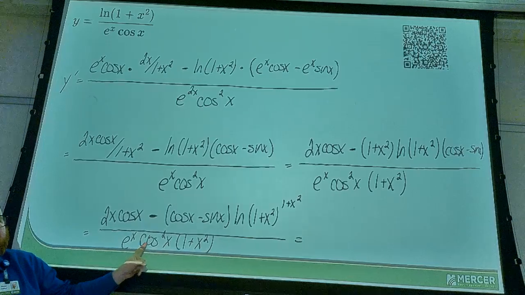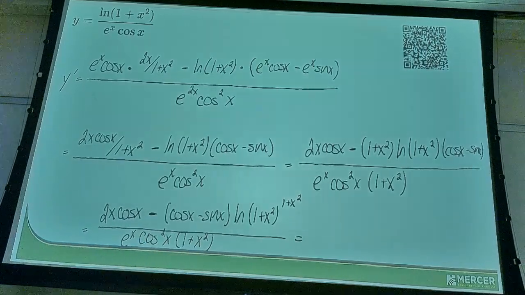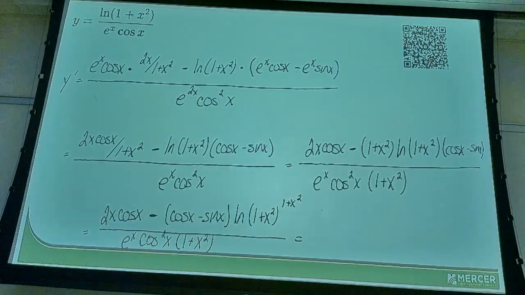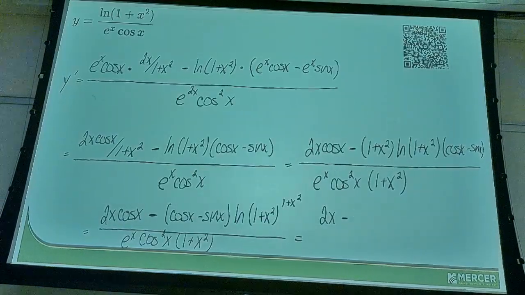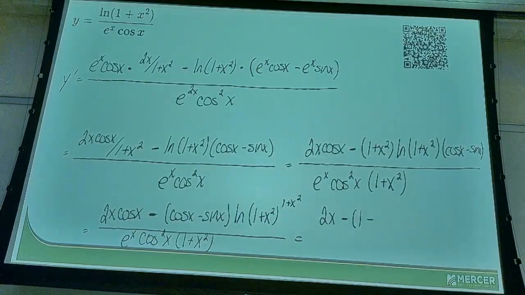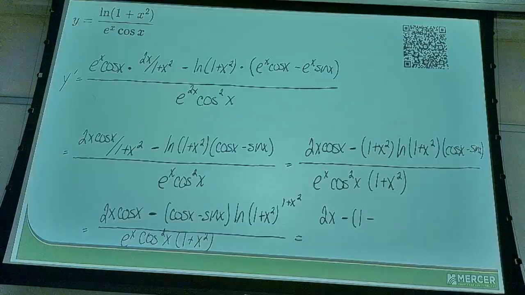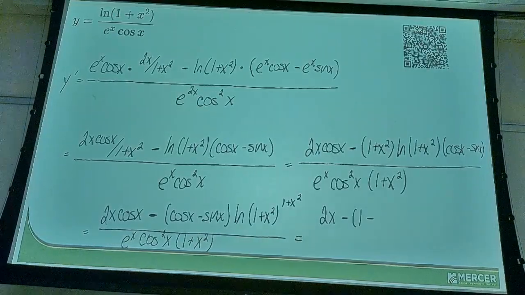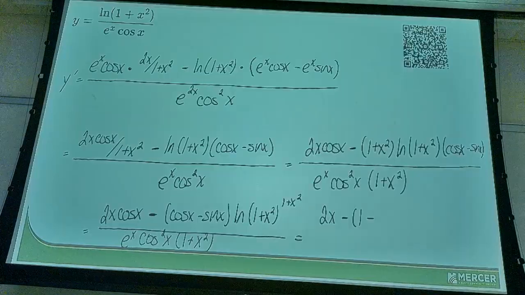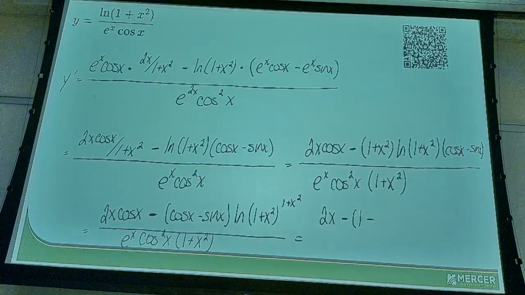Going to factor out a cosine and cancel one in the denominator. This will be 2x minus 1 minus. Now, when you factor a cosine out of sine, what are you left with? Tangent.